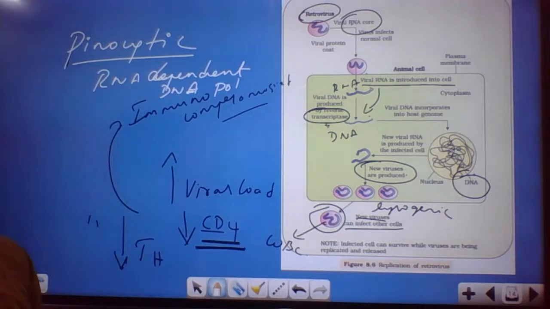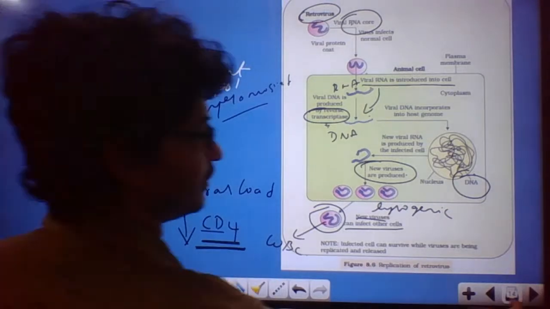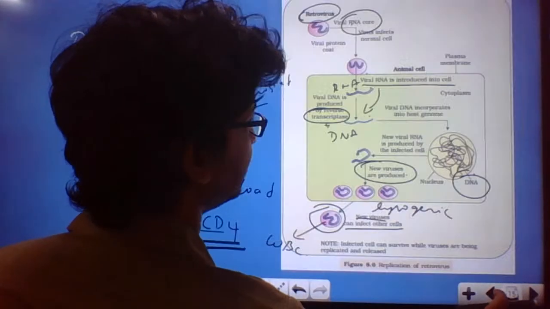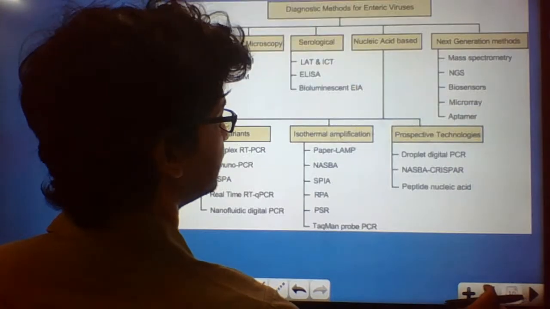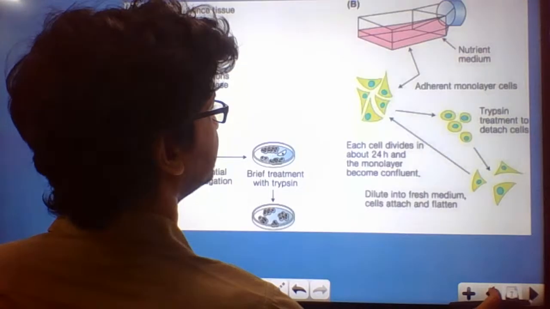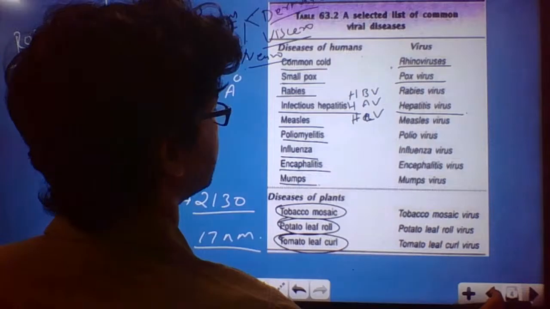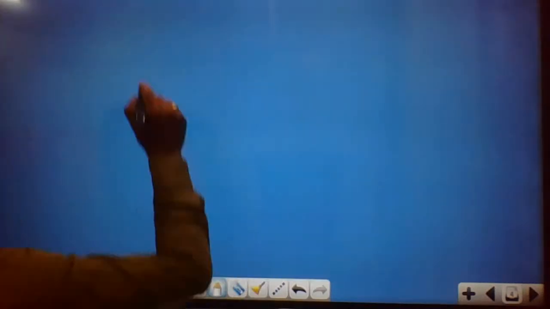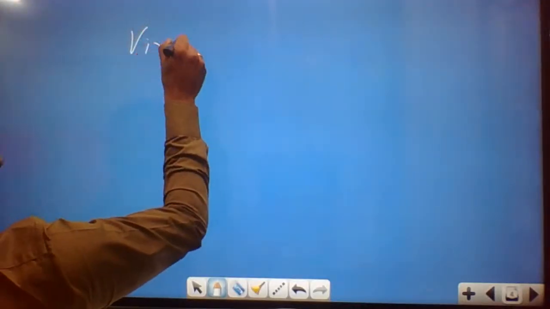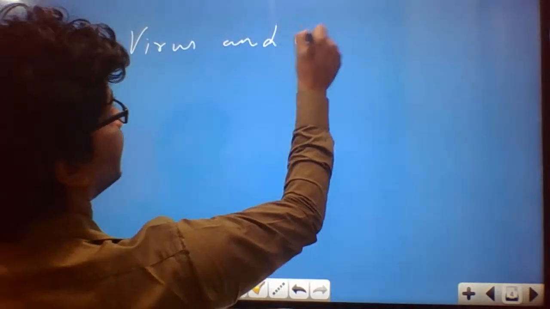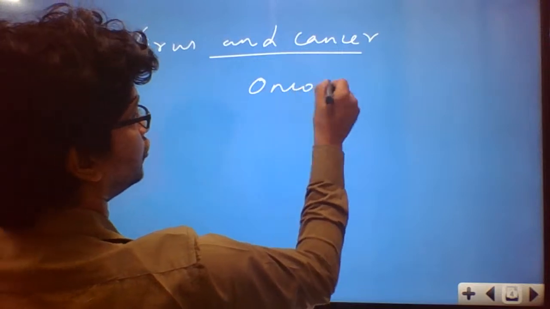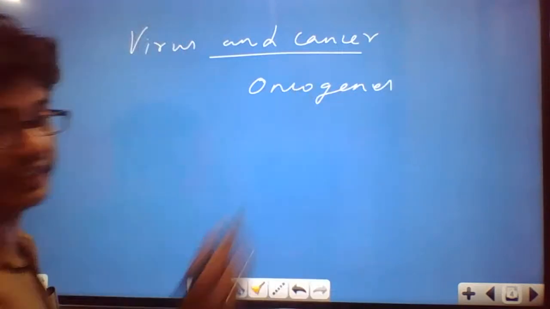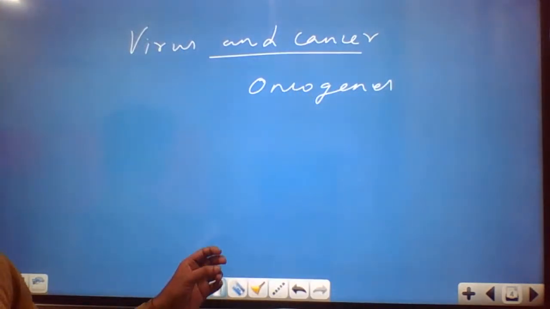Fine. When we come to the next part, the virus and the cancer, there's a link between the cancer and the virus. Can you tell me the genes which are responsible for causing cancer? In this case, virus and cancer, the genes are called oncogenes. These oncogenes are responsible for causing cancer.